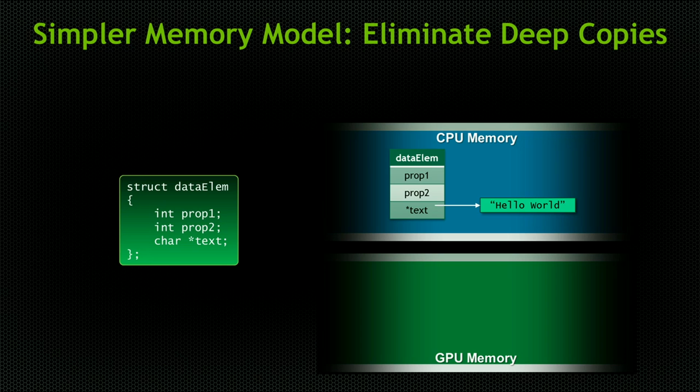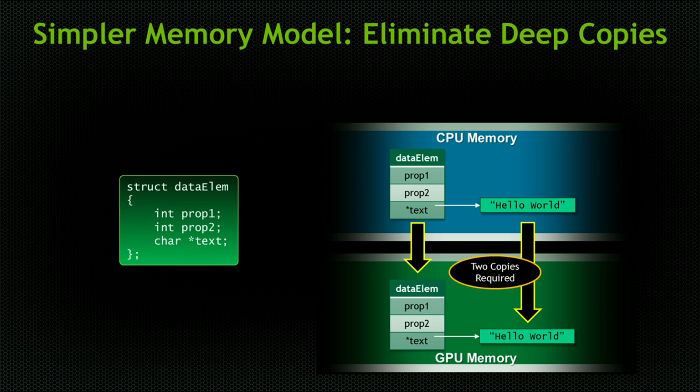And so if we want to initialize that data on the CPU, but then we need to access it on the GPU, today that requires what's known as a deep copy. It's called a deep copy because you have to copy the top level structure, but then you have to go deeper and copy the data that it points to. And so this requires actually three copies.